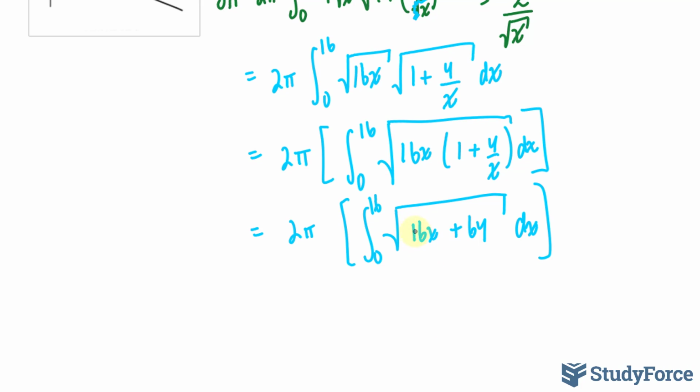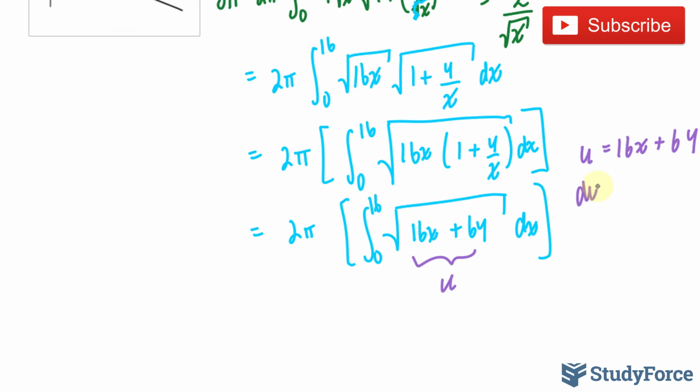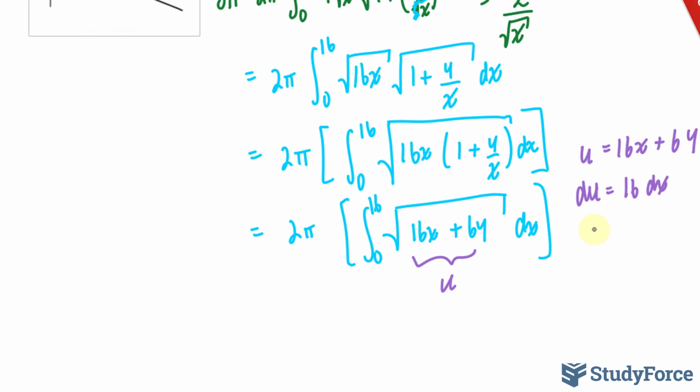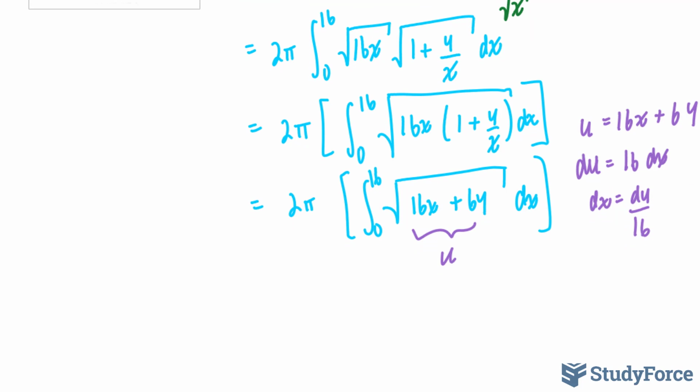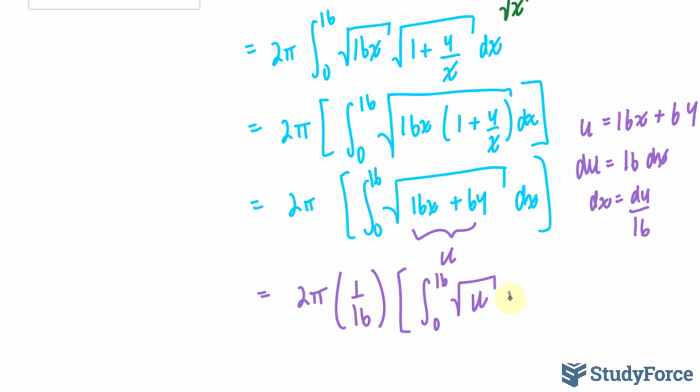What I will do is set 16x plus 64 as u. I know a lot of you will maybe factor out a 4 here and then pull it all out completely. You can do that, but we'll just set this as u and find it this way. U is equal to 16x plus 64, and I'll take the derivative of this implicitly with respect to x, giving us du is equal to 16 dx, where dx is equal to du over 16. Now we have 2 pi times 1 over 16, because technically I would be replacing this dx with du over 16, which is 1 over 16, and I would be pulling it out anyway. So I've pulled it out, and this has become the integral between 0 and 16, the square root of u du.